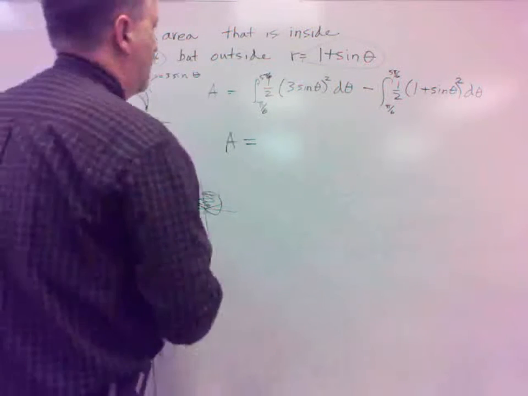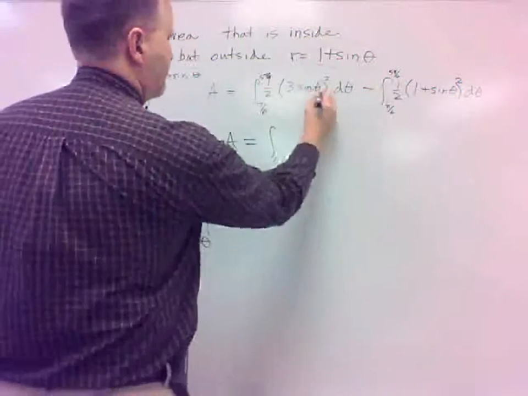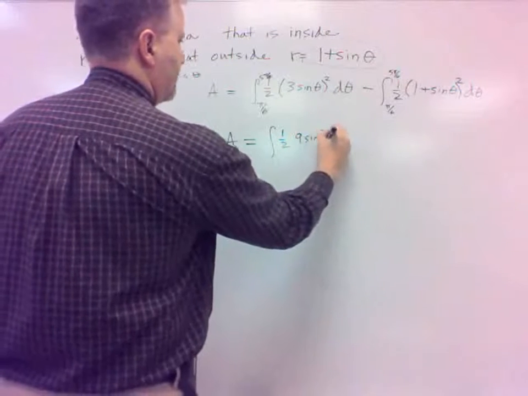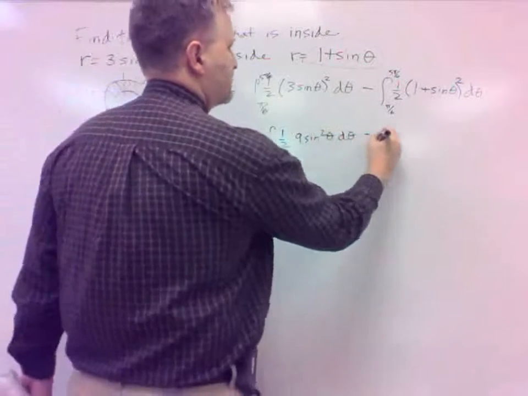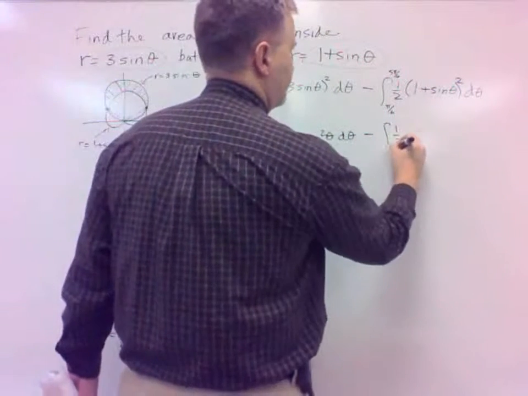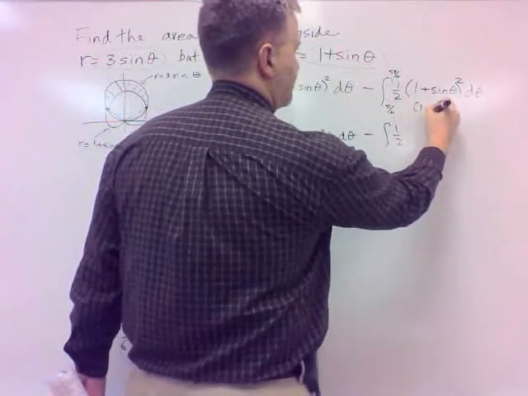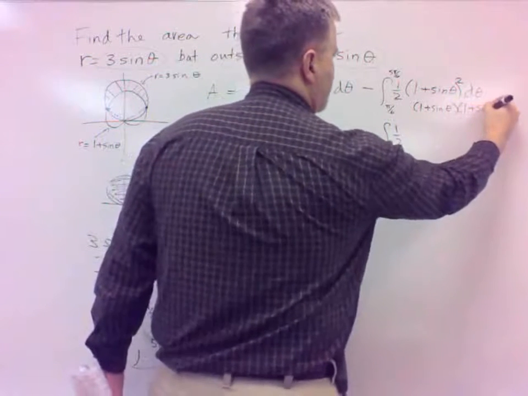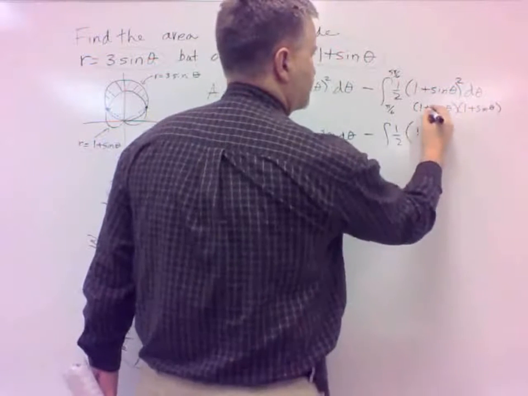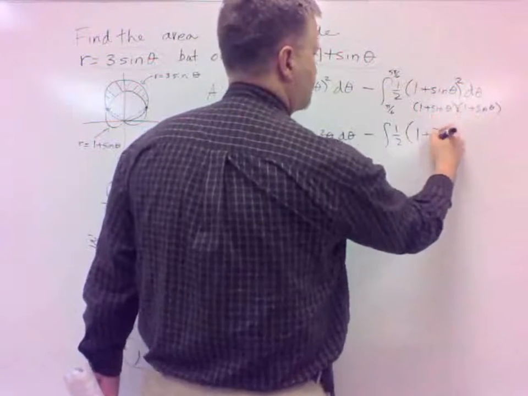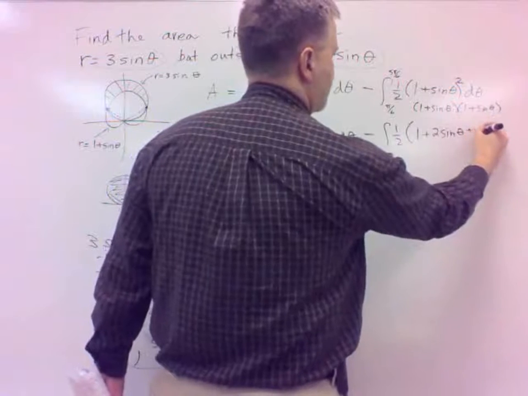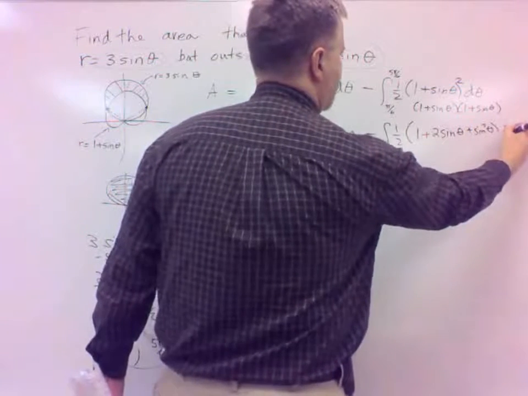All right, so that puts me what? This one would be the integral of 1/2 times 9 sine squared theta d theta, and this would be a little more. Let's see, 1 plus sine theta times 1 plus sine theta. That's going to be 1 plus 2 sine theta, and then sine times sine is sine squared theta.